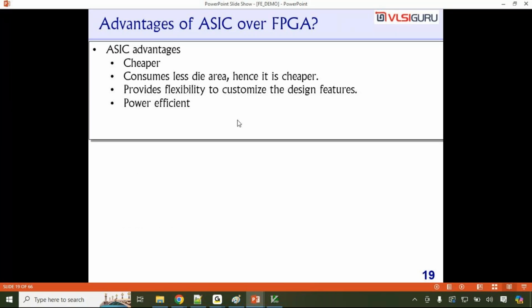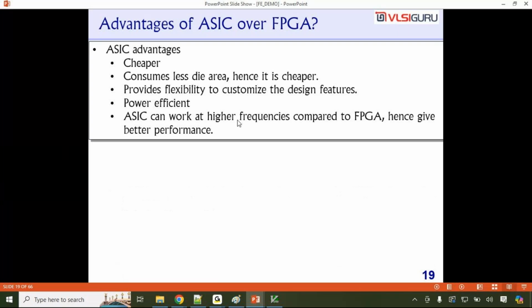Power efficient, okay, compared to FPGA, and ASIC can work at higher frequencies compared to FPGA, hence gives better performance. I mean, what is meant by higher frequencies? Like when you buy a mobile phone, what is one of the things you look at? The frequency of operation. You will see the processor works at 2.5 gigahertz, a Snapdragon octa-core processor, like that. The 2.5 is the higher frequency we are talking about. So FPGA cannot work at 2.5 gigahertz, let's say, because it will have its limitations.